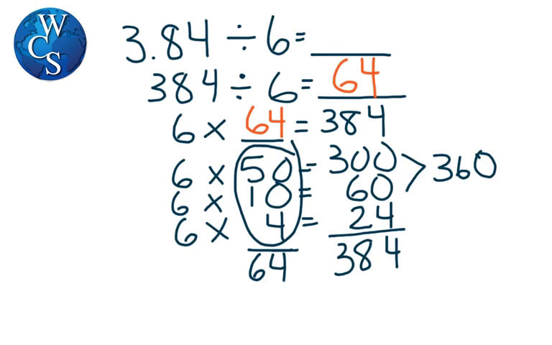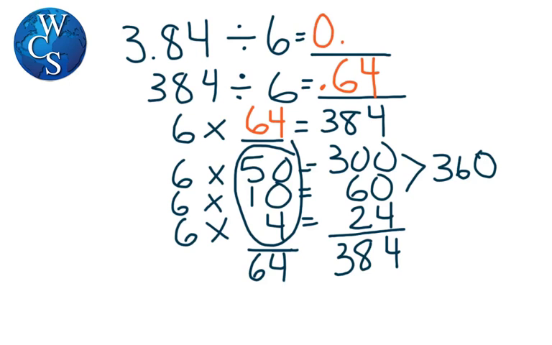Now I need to use reasoning to determine where to place the decimal point. So should it go in front of the 6, between 6 and 4, or after 4? Well, if I look at the problem, it's 3.84 divided by 6. I know that my answer should be smaller than the dividend, so the decimal point should go before the 6.